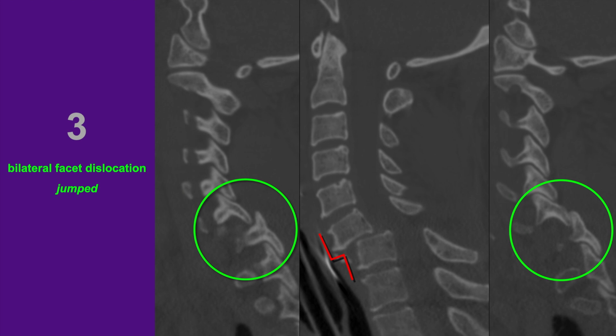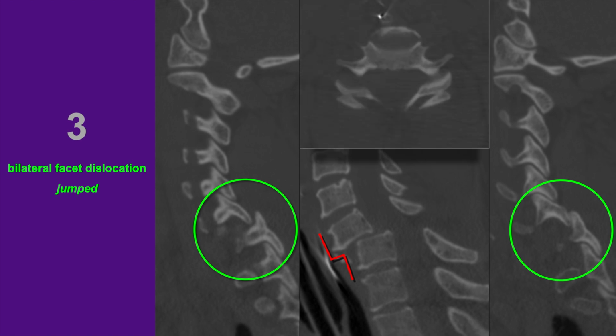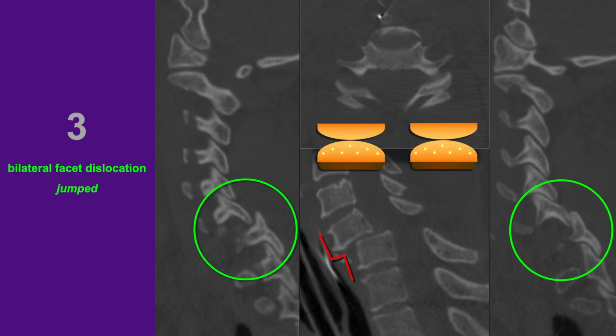We can proceed to a full dislocation where we have now jumped facets, and you can see the degree of anterior step off has also increased in this patient with these bilateral locked facets. On axial images, you have what's known as the reverse hamburger sign, because you can now see the convex margins of the opposing articular facets aligning with one another.